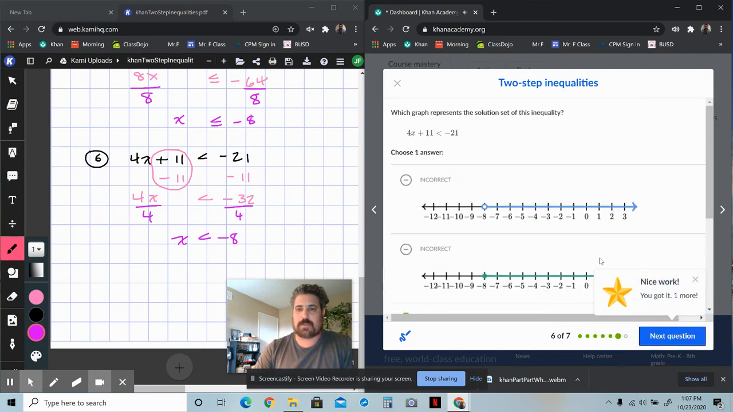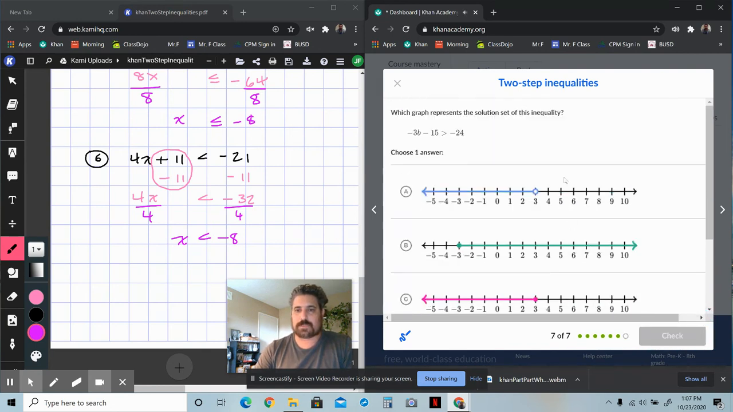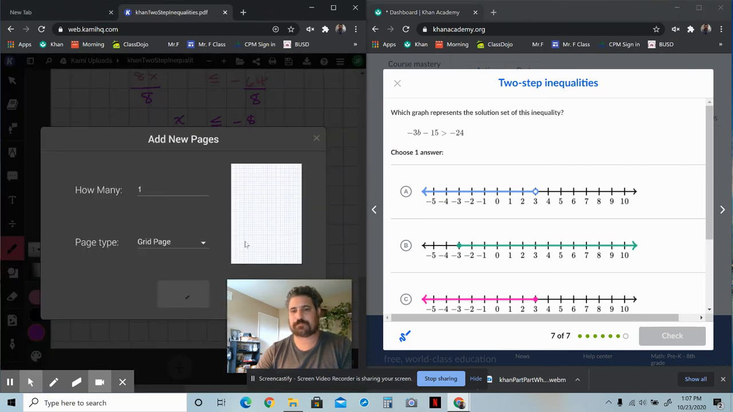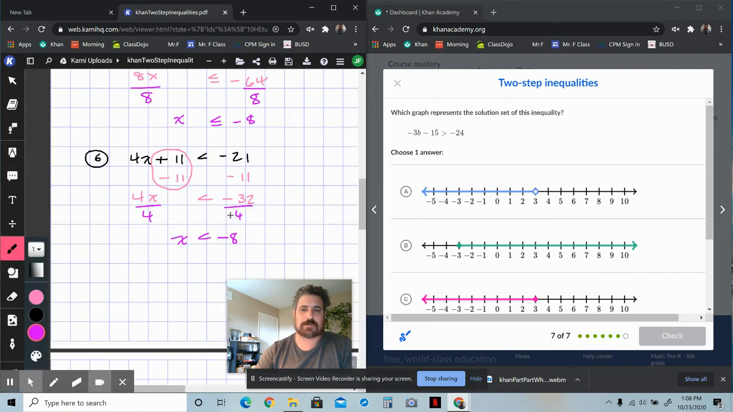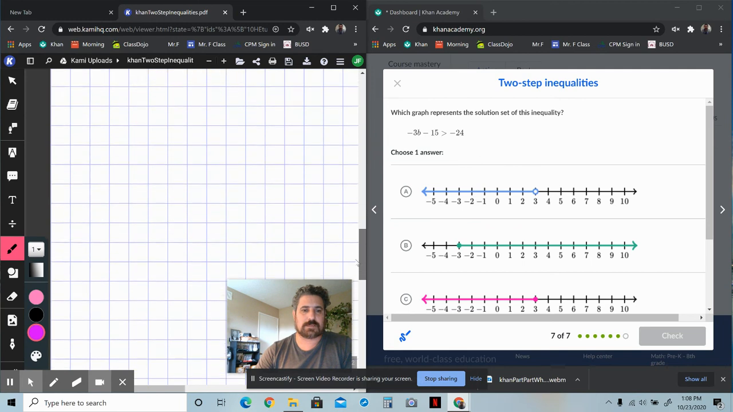Okay, and then we go to the last problem, which is negative 3b minus 15 is greater than negative 24. So let me add a new page here. And you guys hopefully are getting to the point where you're like, oh, this one we're going to reverse the inequality, so it's going to go to the greater than side, right? Just by looking at it. But let's see what happens.